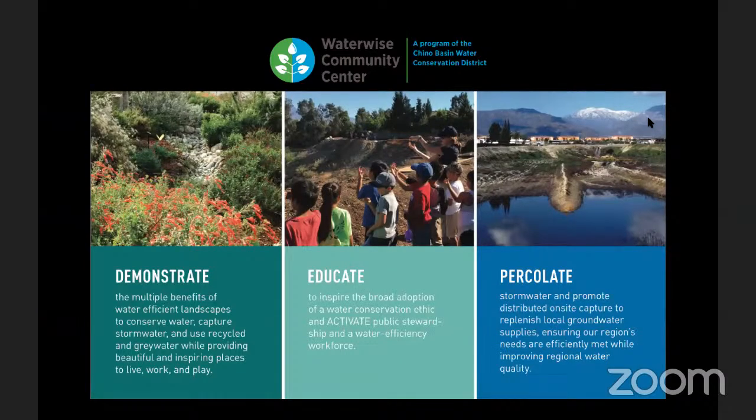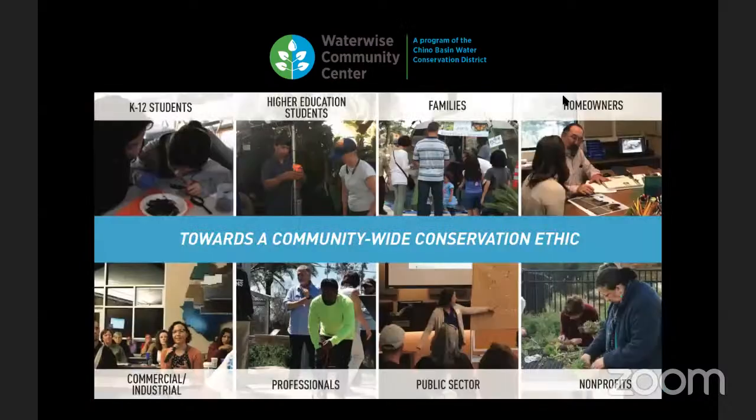And so to that end, we demonstrate mostly through our free public demonstration garden at our headquarters facility in Montclair, open to the public 6 days a week, every day except Sunday. And you can see there are over 3 acres of Waterwise demonstration landscapes, many beautiful plants and landscaping styles to choose from. And we also do lots of education.